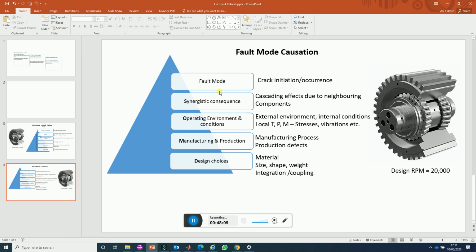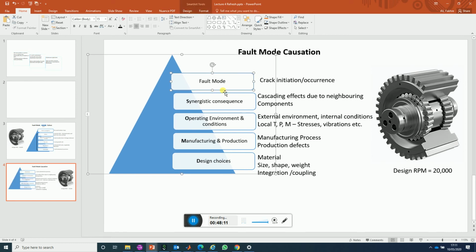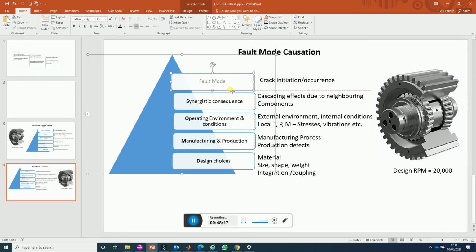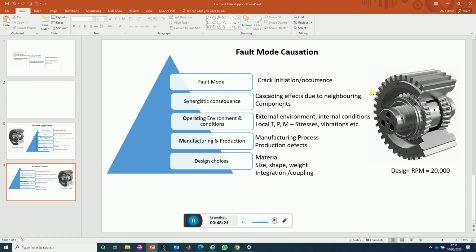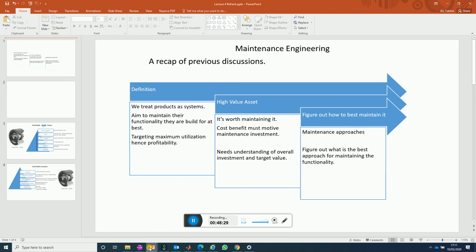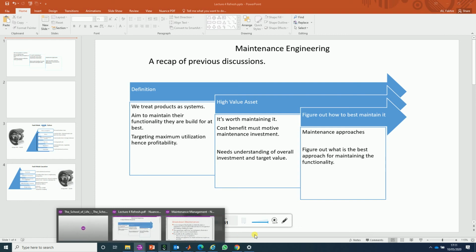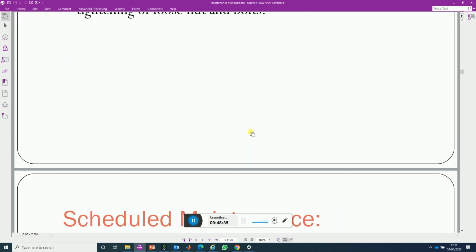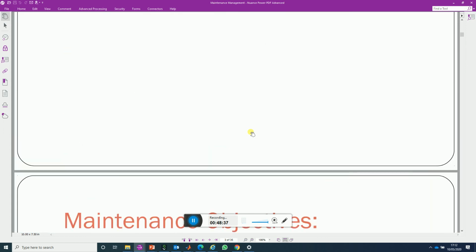So the fault mode causation will give you that knowledge and understanding as to which way you should be going towards maintaining it. There are a wide range of different techniques available in maintenance, and the next thing I want to do is to look at these different maintenance techniques.